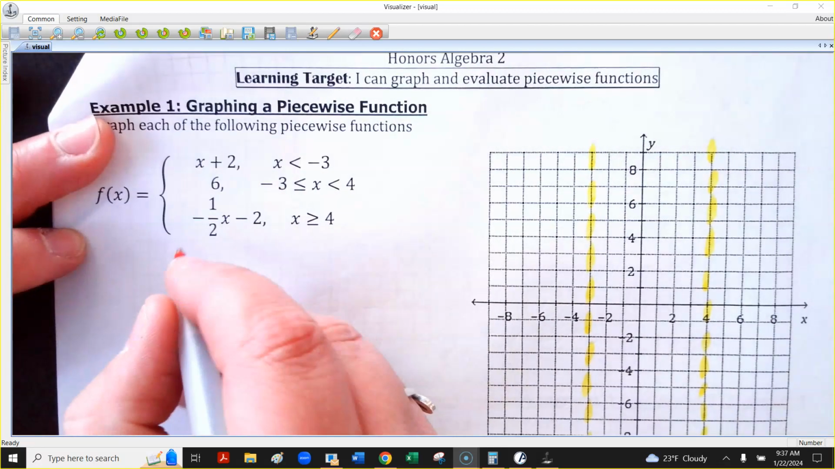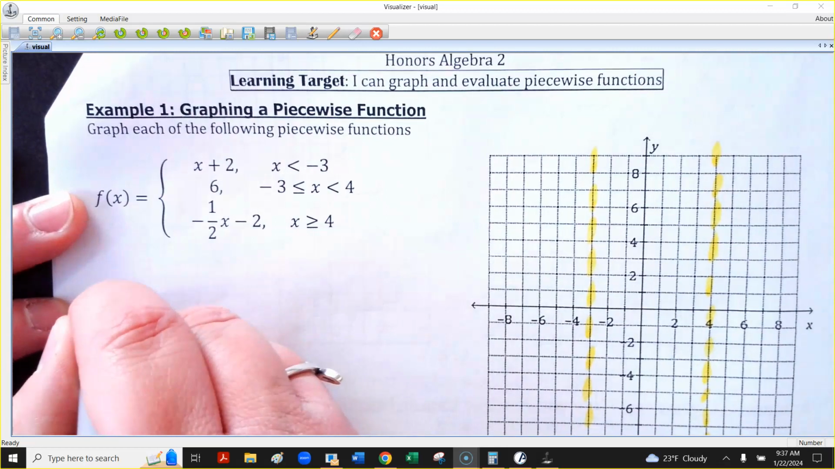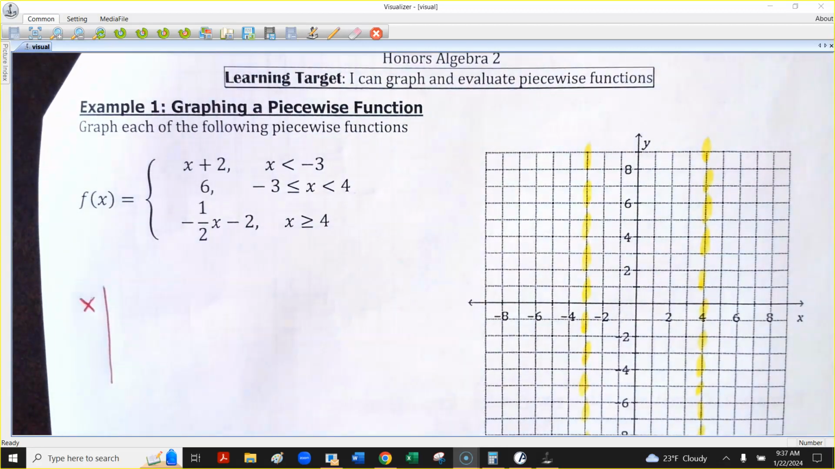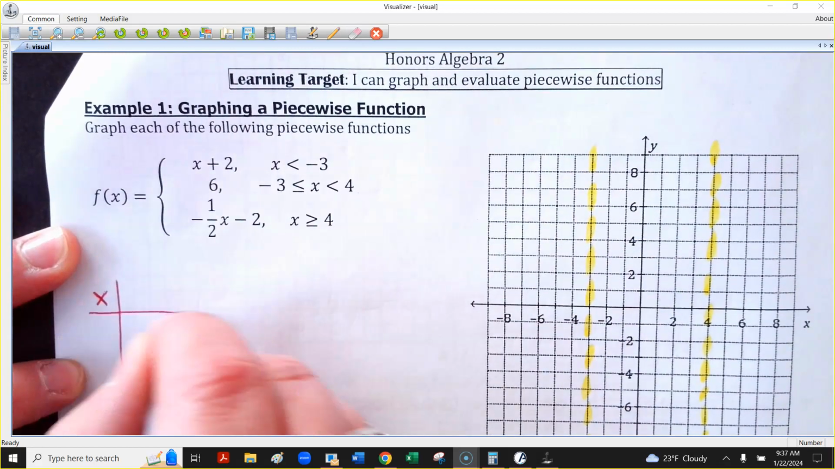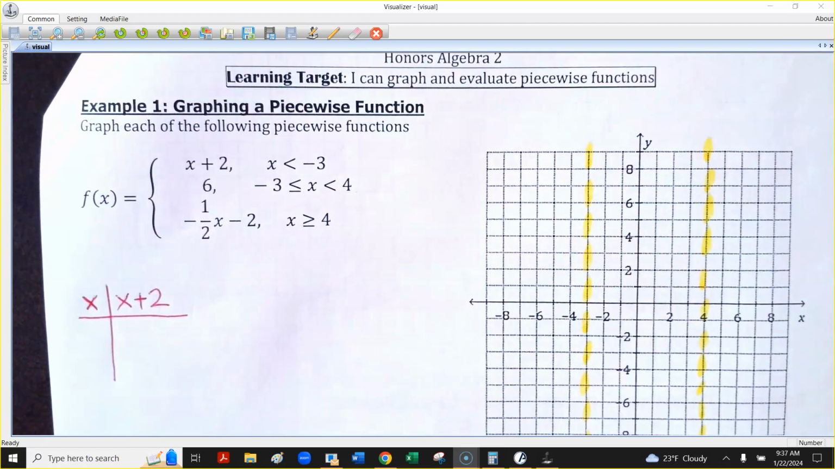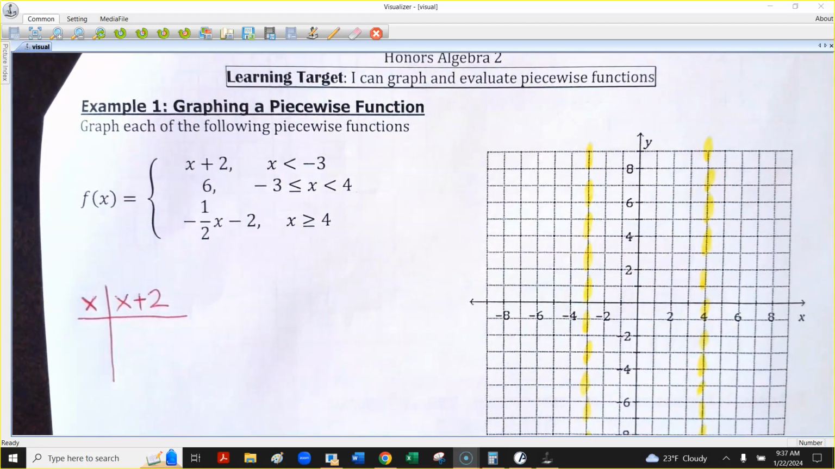Now, I'm going to make a tiny little table. And I'm going to write x, but instead of writing y, like an xy little t-table, I'm actually going to write what the piece is. Because the first piece is x plus 2. That's what I'm going to do to x to figure out the corresponding y value.